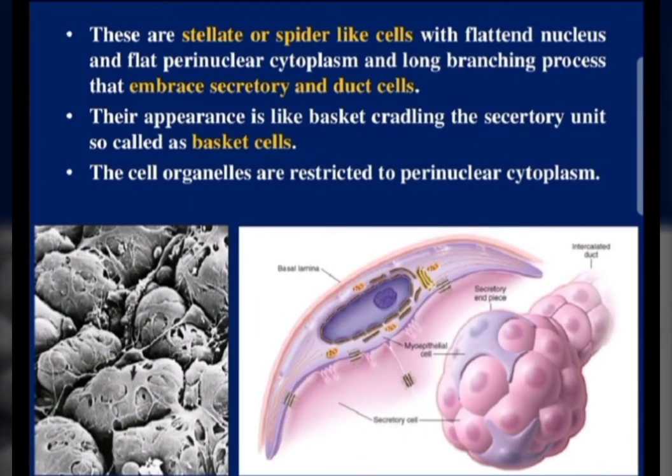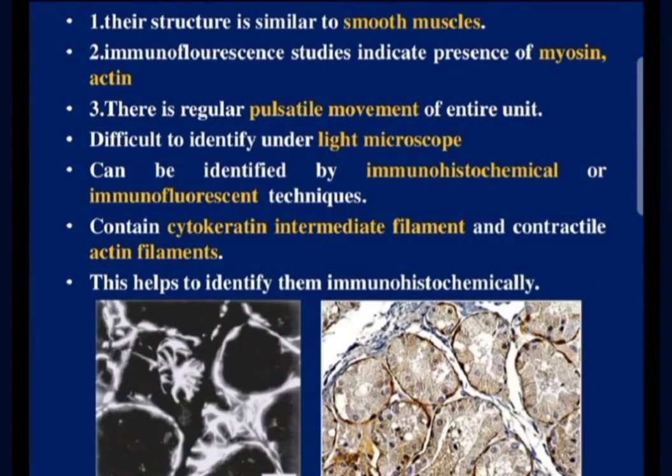These are stellate or spider-like cells with flattened nucleus and flat perinuclear cytoplasm and long branching processes that embrace secretory and duct cells. Their appearance is like a basket cradling the secretory unit, so-called basket cells. The cell organelles are restricted to perinuclear cytoplasm. Their structure is similar to smooth muscles. Immunofluorescence studies indicate presence of myosin and actin. There is regular pulsatile movement of the entire unit.